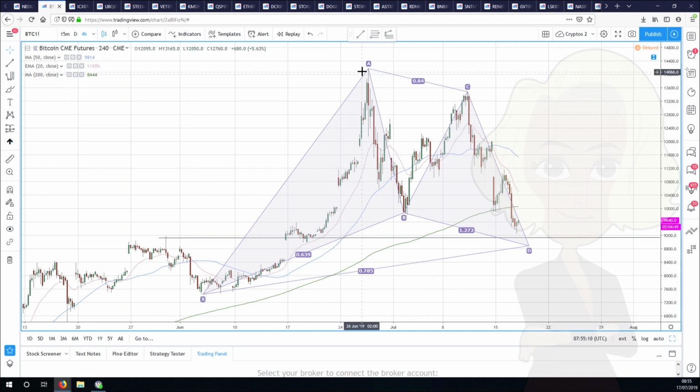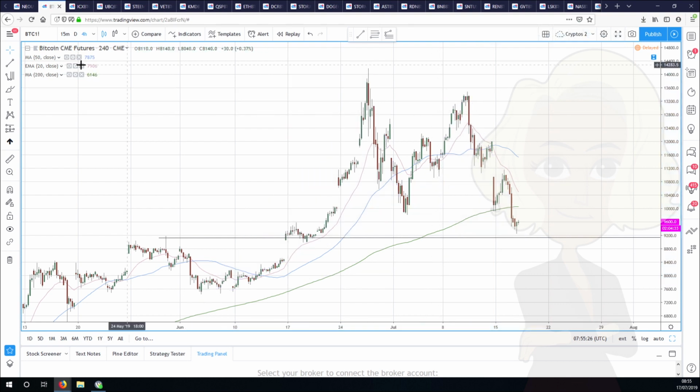From this low to this high, the first swing was approximately 61.8. The second swing would stop at the 78.6 fib of this low to high. This would be 127.2, and this would be two equal swings. So that's our bullish Gartley pattern.